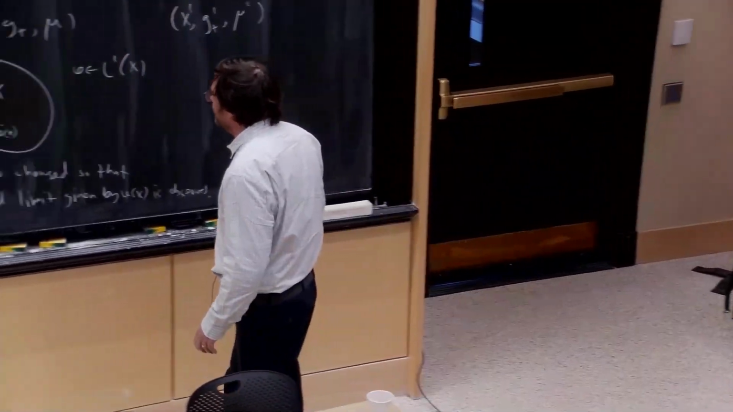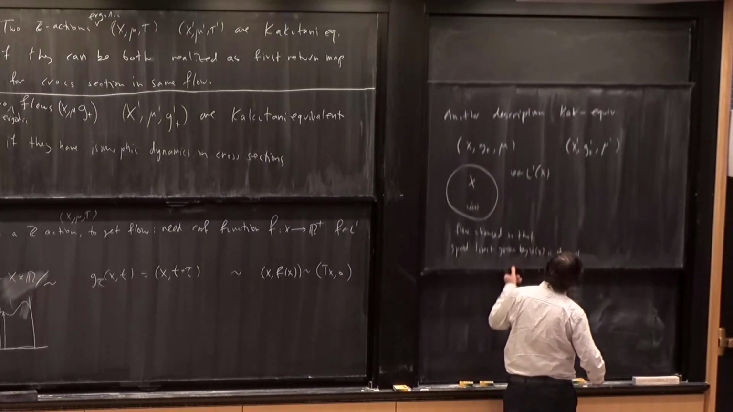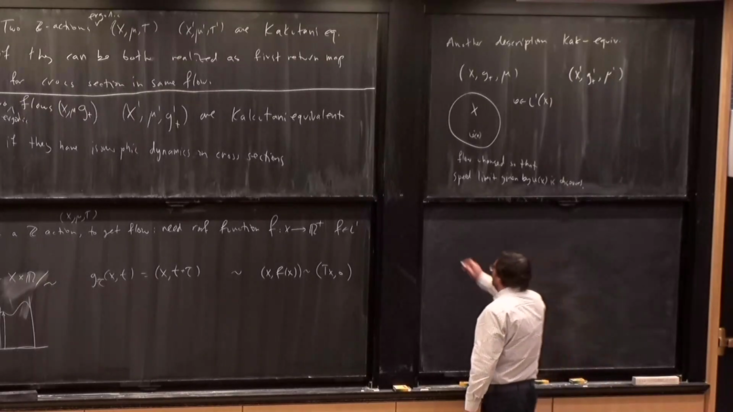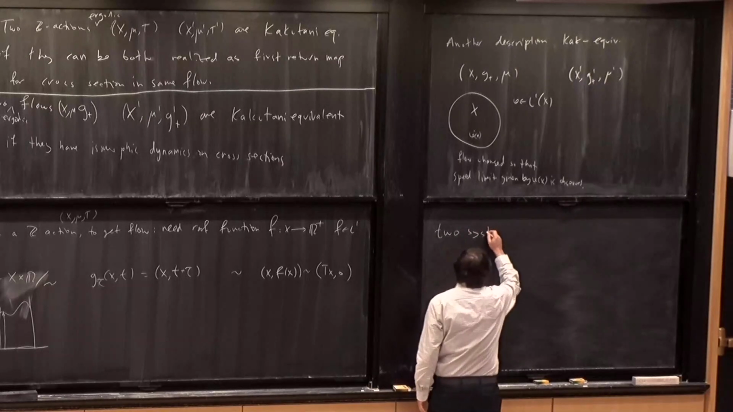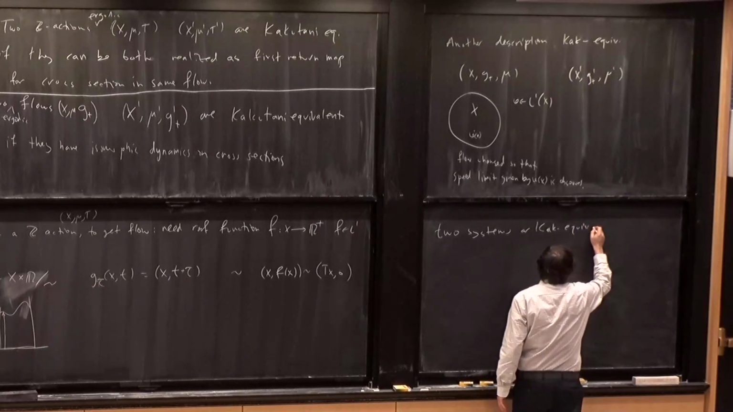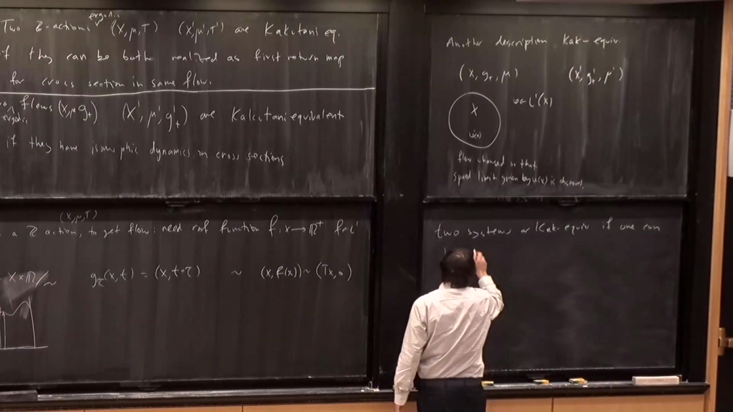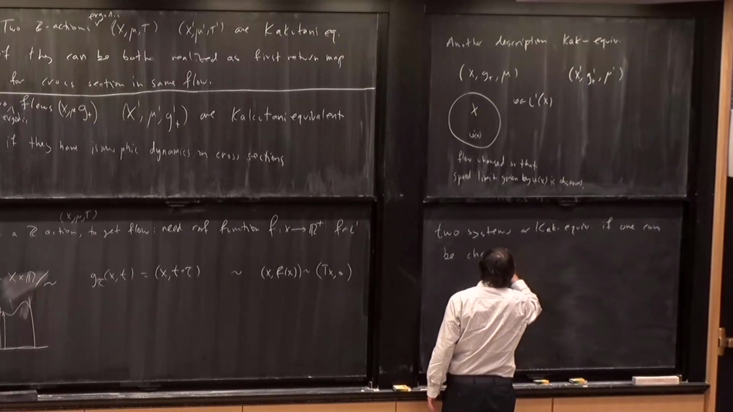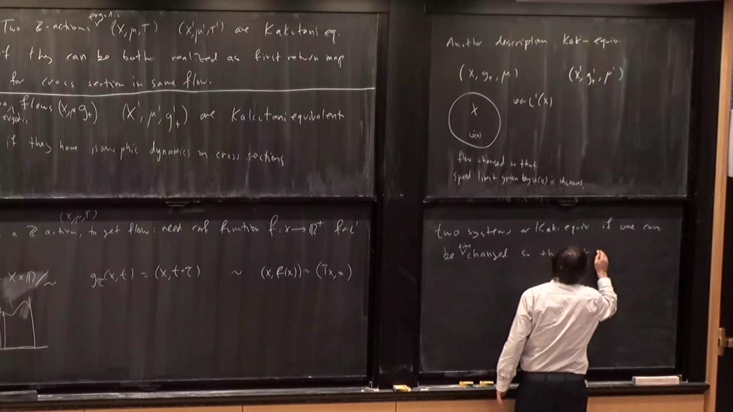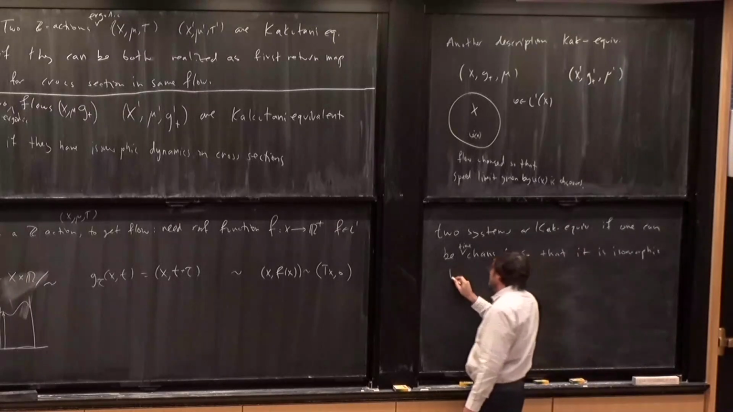But two systems are Kakutani equivalent if they can be time changed. One of them can be time changed to be isomorphic to the other. So two systems are Kakutani equivalent if one can be time changed so that it is isomorphic as a measure preserving flow to the other.